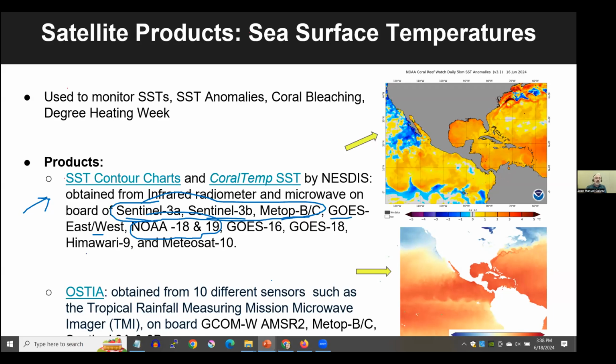Then you also have another database, for example, OSTIA, which is another data set of sea surface temperatures, and this is obtained using data from other satellites. For example, data from sensors from the TRMM, the TMI, and so on. I'm not going to go into details because you'll have these slides.